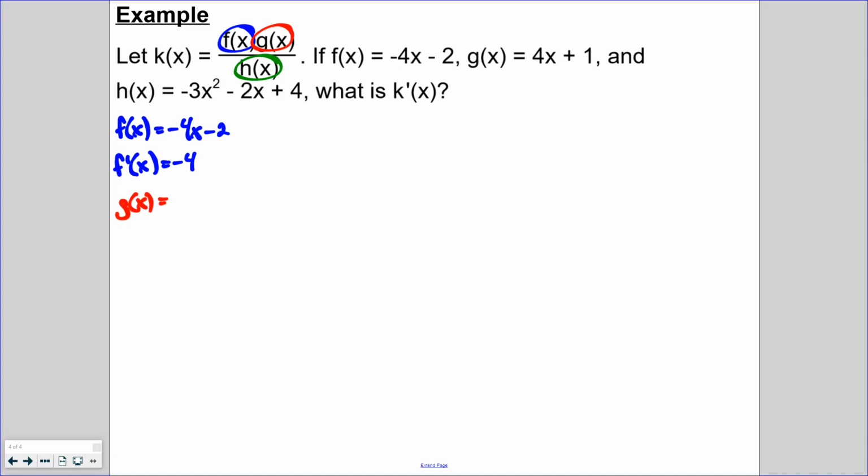Next up is g of x, and the problem tells us that g of x is 4x plus 1. Then we can take the derivative, giving us a derivative of 4. And then we need h of x, which we can see is negative 3x squared minus 2x plus 4. And then we can take the derivative, h prime, which is going to be negative 6x minus 2.